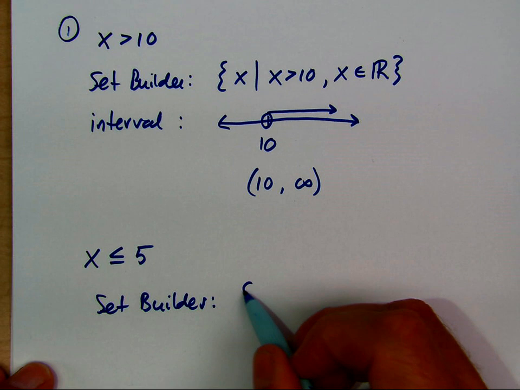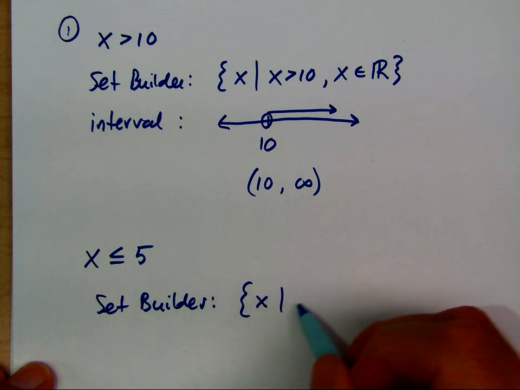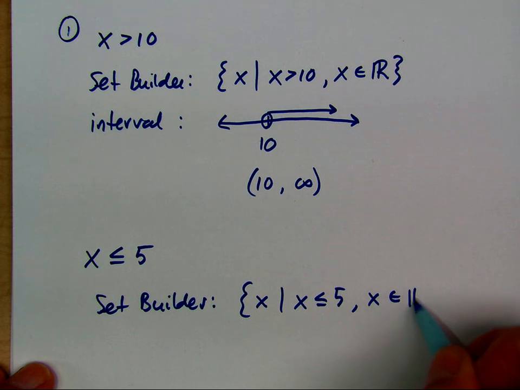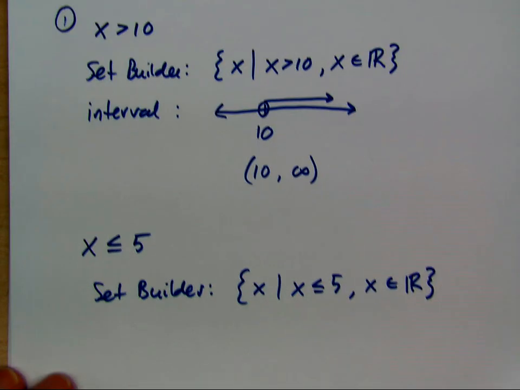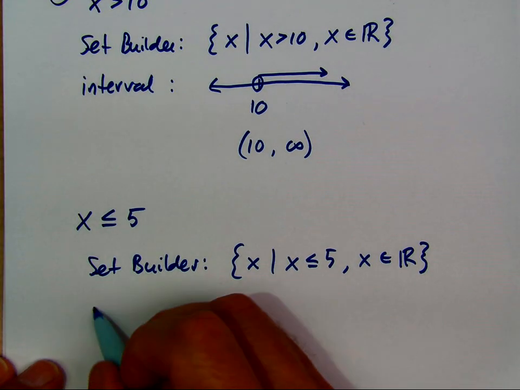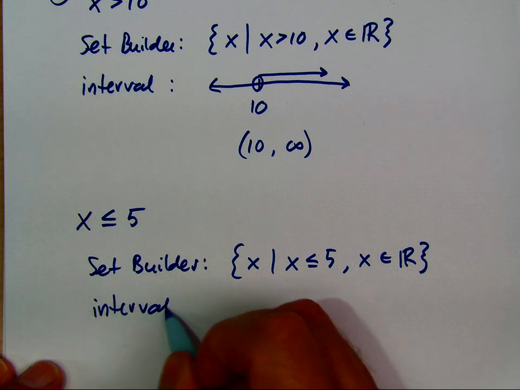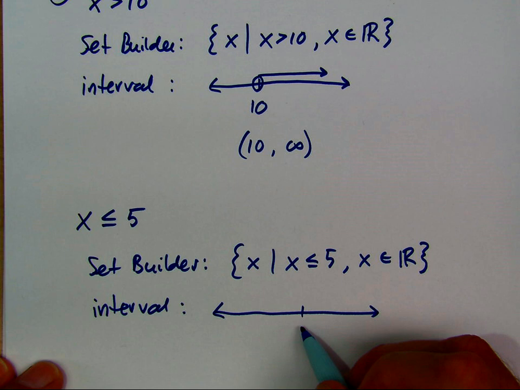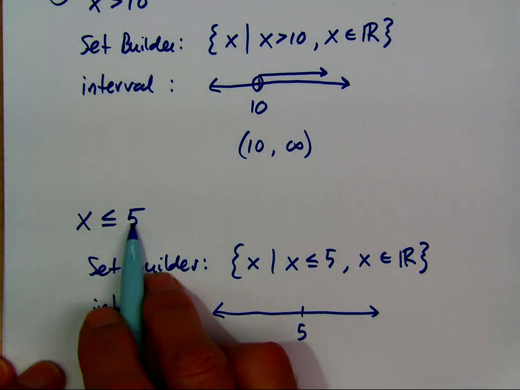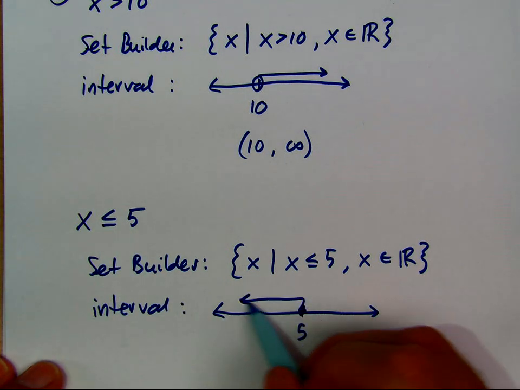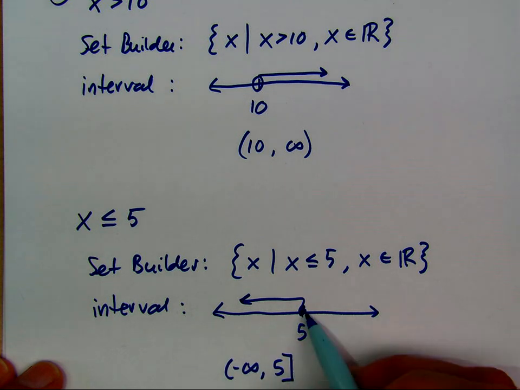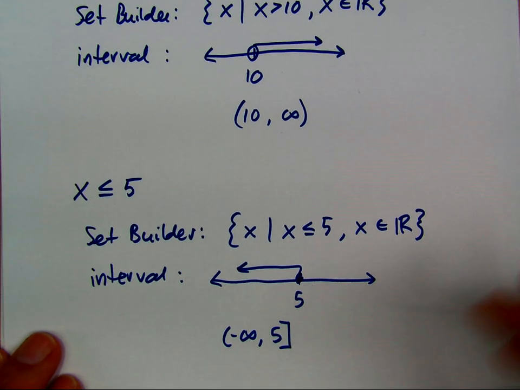For set builder notation, we say x such that x is less than or equal to 5, and x is a real number. Interval notation. Let's look at the number line. We're starting at 5, and we're going to the left of 5. So that means we're going to start at negative infinity and go to 5. But now we have a bracket because we are including 5.